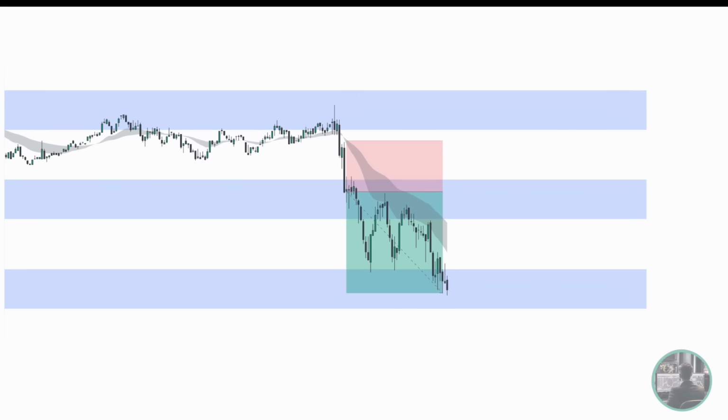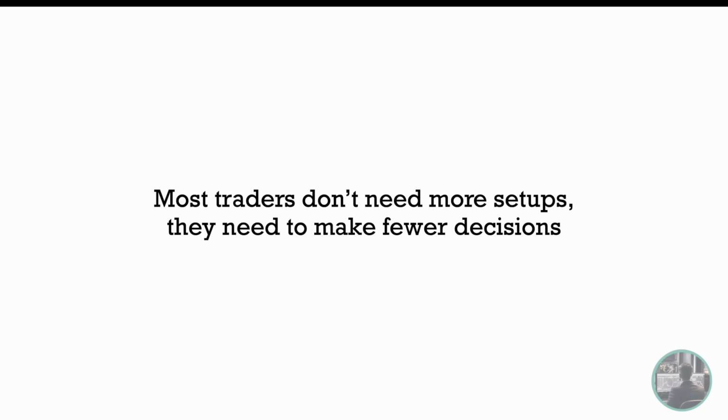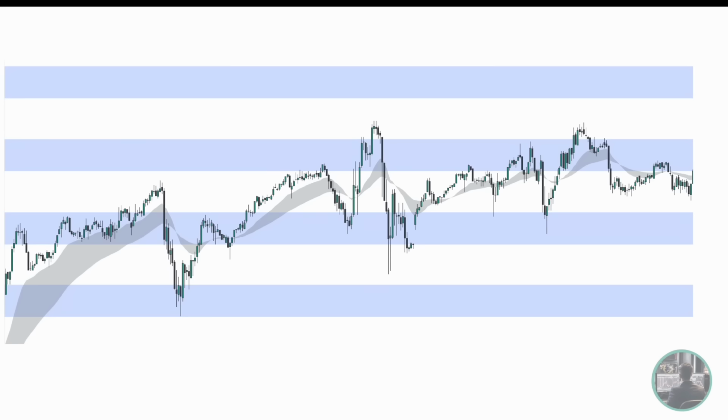And the truth is, most traders don't need more setups. They need to make fewer decisions. And when I say most, I mean the vast majority of traders. We crave action, and a lot of times we confuse motion with progress. We think that if we're more active, we're automatically going to be more profitable. But this simply isn't the case. The key with the cloud flip setup is that it forces you to slow down until you're almost uncomfortable with being that inactive. Because it's not a setup that happens every day. You might not get one for a week if the market's slow.